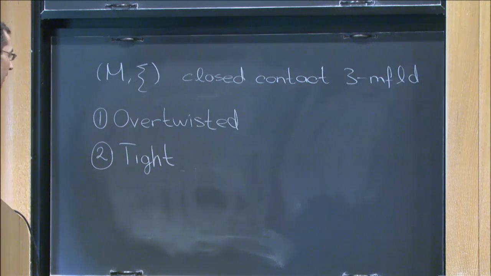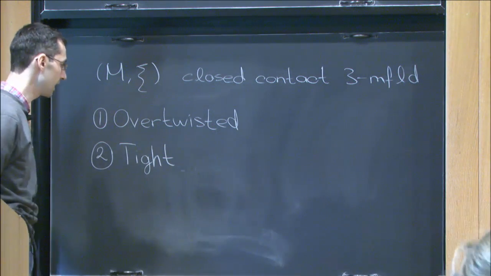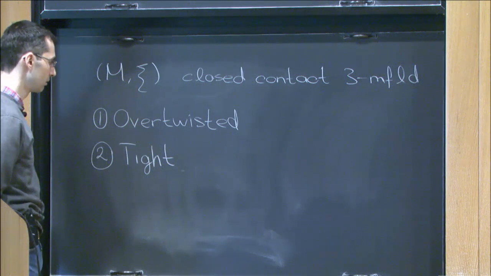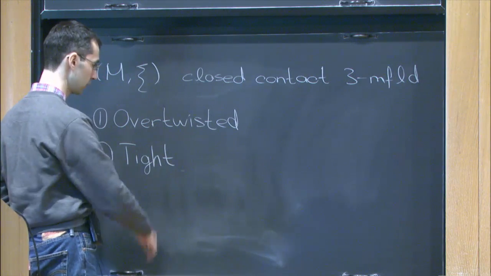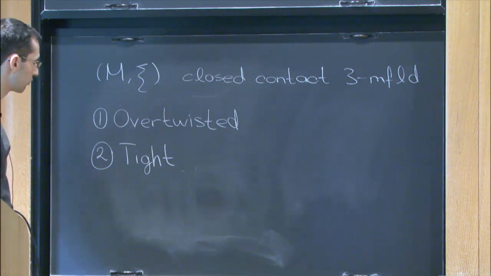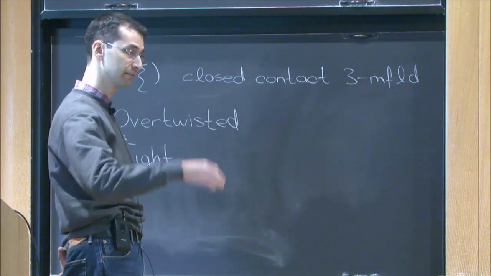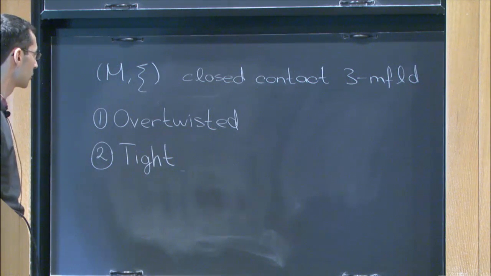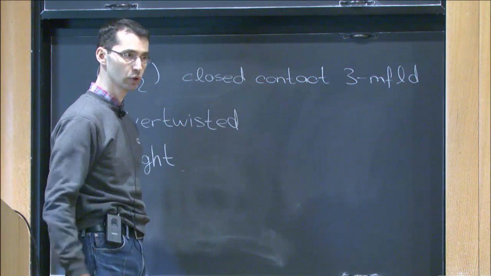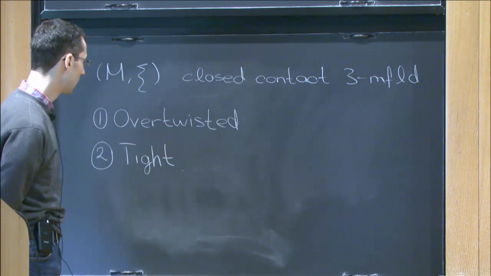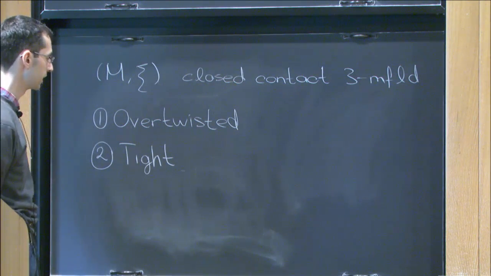What is the relevant feature when it comes to the difference between overtwisted and tight is that tight contact structures often naturally appear as the boundary of some compact symplectic manifold. We want the symplectic form to be compatible with the contact structure in the sense that the restriction of the symplectic form on the contact plane field is positive. Tight contact structures can have that property, and overtwisted ones never do, and that's due to works of Gromov and Eliashberg. But in the case of tight contact structures, there may also be manifolds without that property.